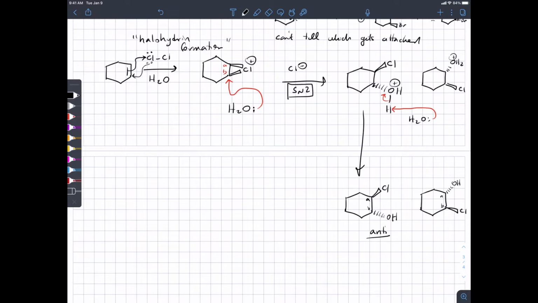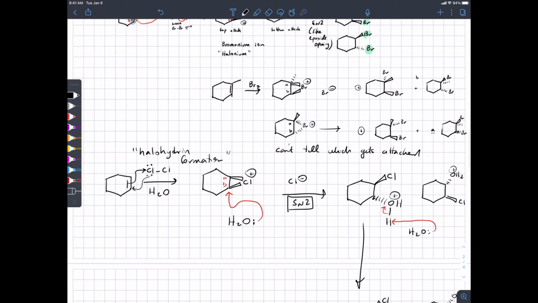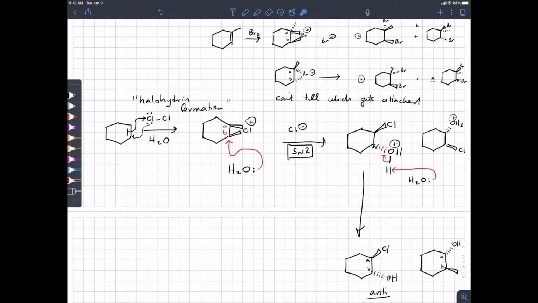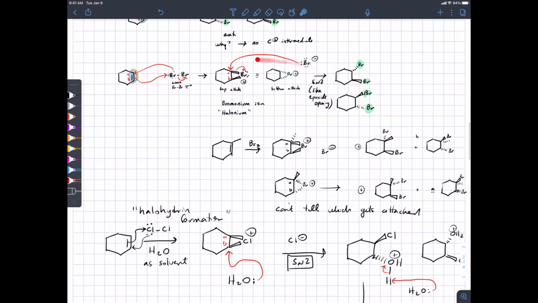Yeah? Why was the chlorine one different than the bromine one? The only difference here, it has nothing to do with chlorine, and I'm sorry I switched because I probably communicated inadvertently that it has to do with chlorine. If we just use chlorine, we would get the exact same products here. The difference is we're using water as a solvent. Up here, water is not present.